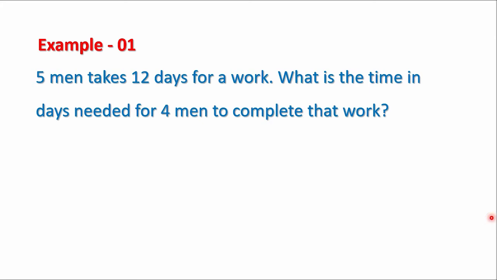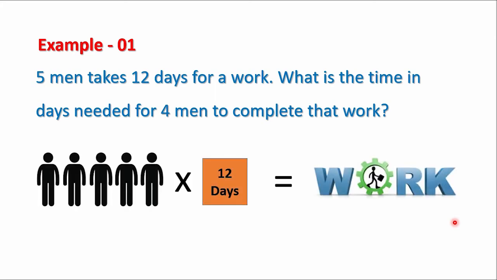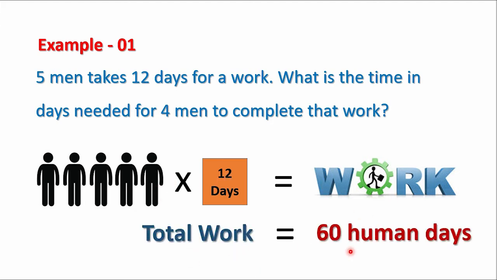Consider this first example. It says that 5 men take 12 days for a work. What is the time in days needed for 4 men to complete that work? First of all we have to find the total work we have to do, in human days. Here 5 men are working 12 days, so that is the total work. 5 men into 12 days is 60 human days.